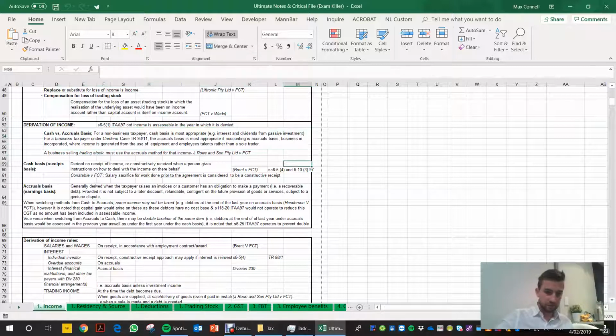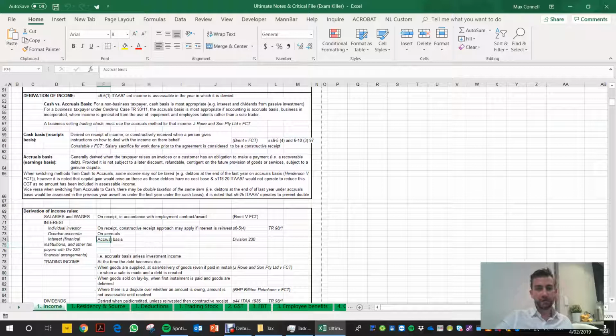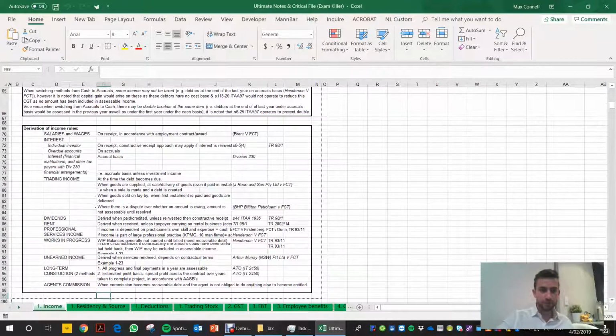So we talk about some derivation of income rules down here: salaries and wages, trading income, and when we should actually be recognizing them as income. This is important for some tax questions later on. For example, when we're doing a tax rec, we need to know when to recognize the income. A common exam question is that they've recognized the income in this financial year, but you need to consider whether it should actually be recognized next year. Then we have to reverse out that income, and that'll be your mark in your tax rec. But I'm getting ahead of myself. Let's move into some of these specific derivation of income rules.